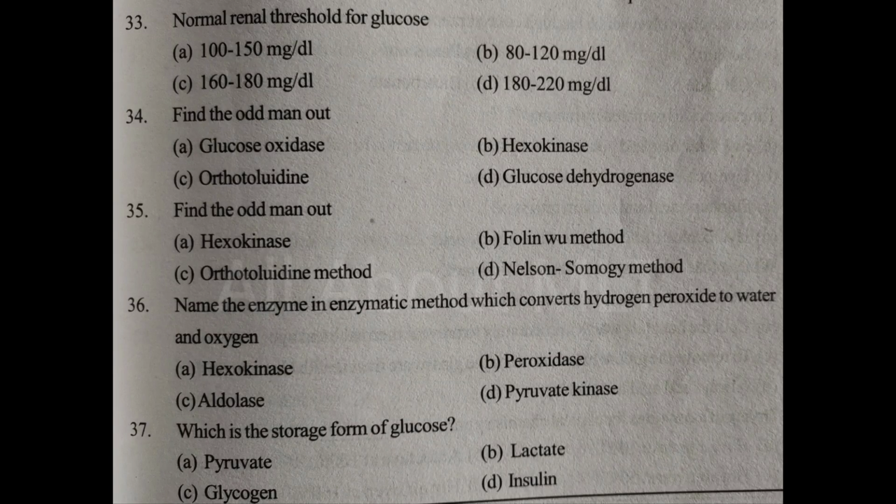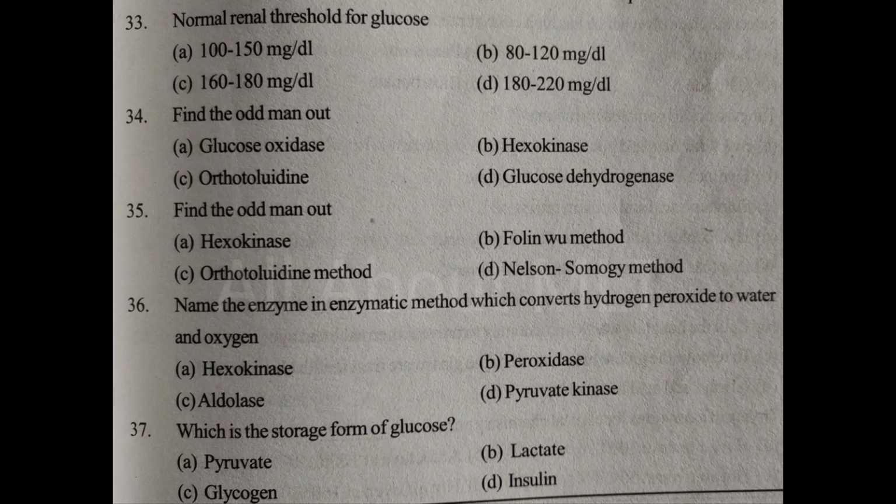Name the enzyme in enzymatic method which converts hydrogen peroxide to water and oxygen. Option A, hexokinase. Option B, peroxidase. Option C, aldolase. Option D, pyruvate kinase. Answer is option B, peroxidase.